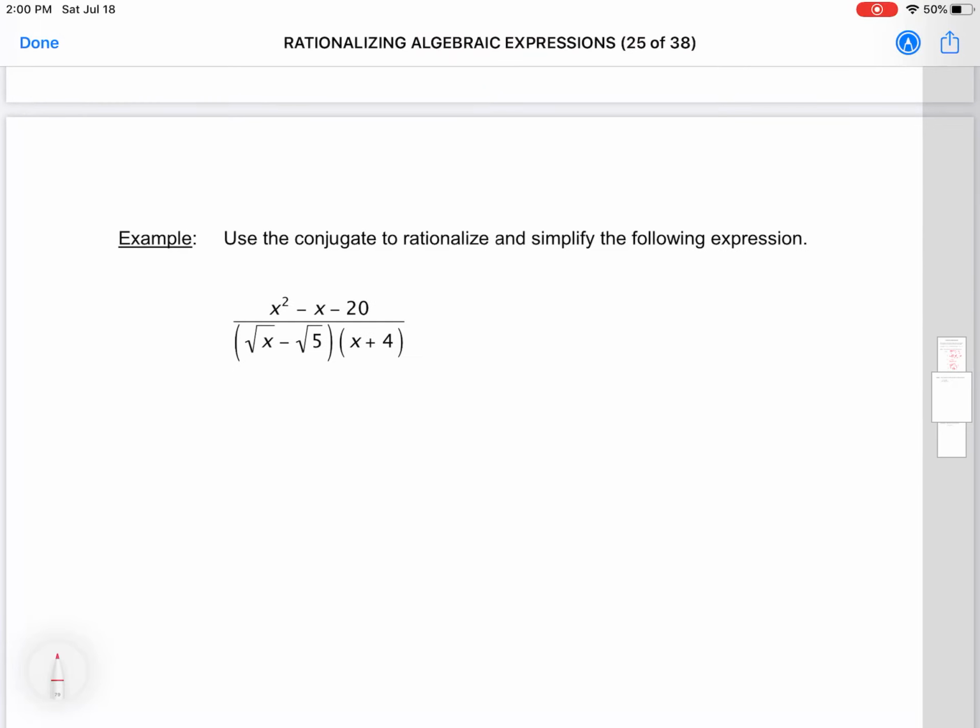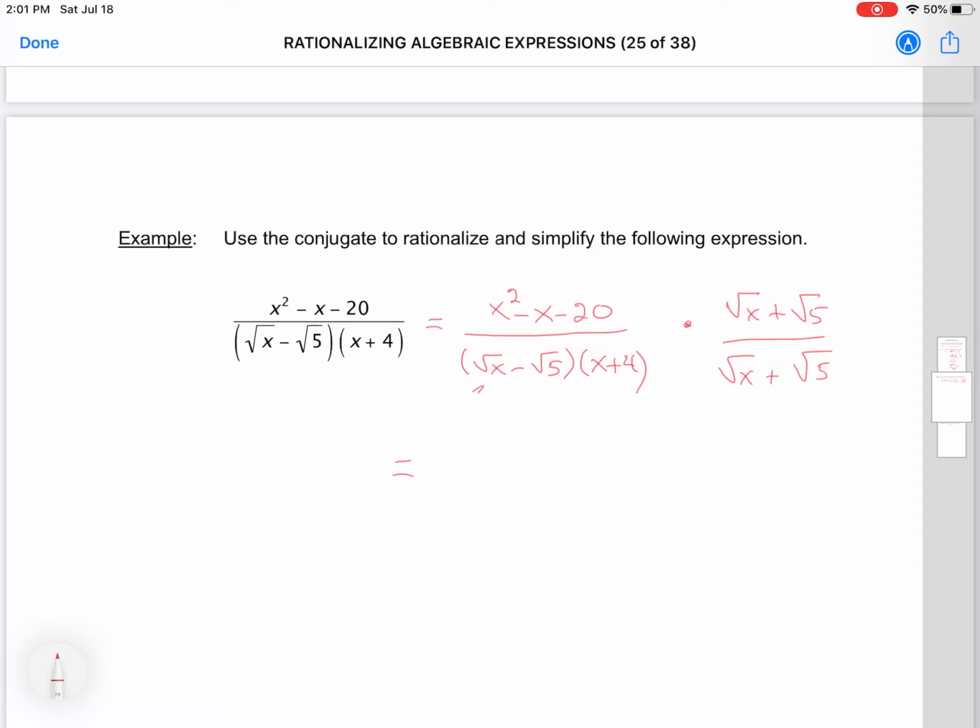Let's take a look at something perhaps a little more involved. So this time we have this guy here. What is this equal to? Well, we have definitely downstairs in the denominator root of x minus root of 5. So let us multiply both numerator and denominator by the conjugate of precisely this expression. So x plus 4 times the conjugate of root x minus root 5, which is root x plus root 5.